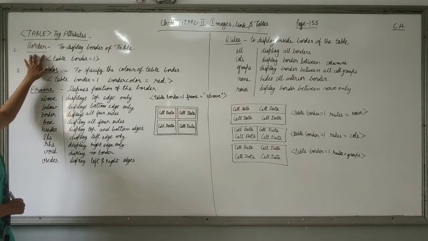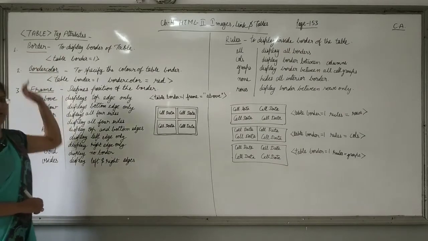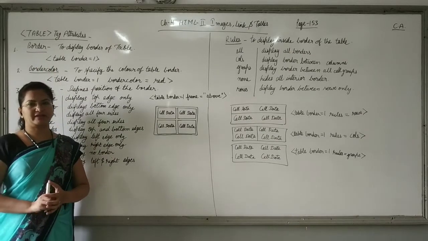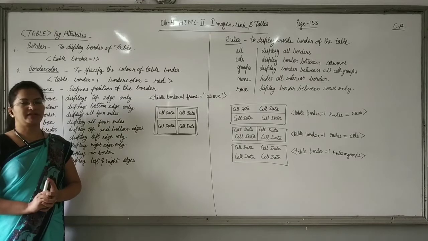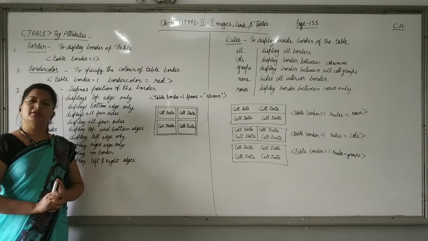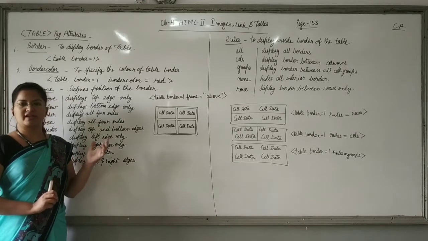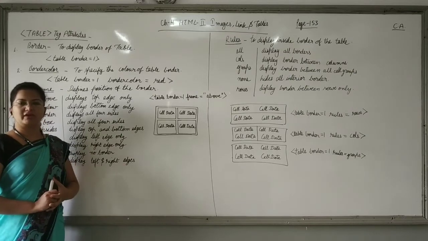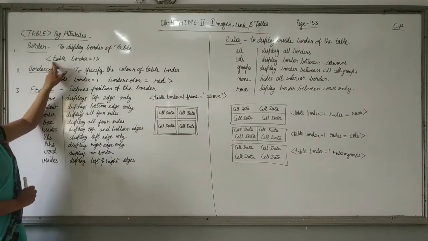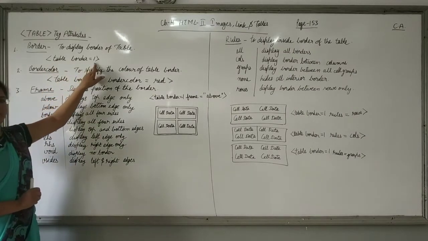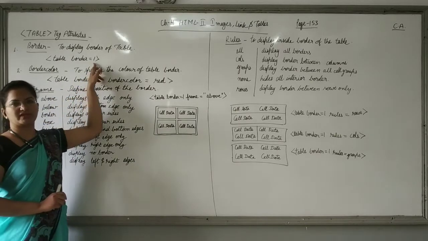So, first is border. By default, if we are not writing border, then the border will not be displayed. I have told you this from the beginning. So if we want a border, we need to write table border equals to 1. Then only we will be able to see borders in the table.